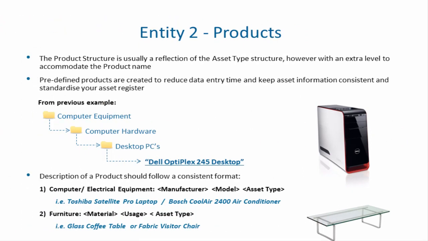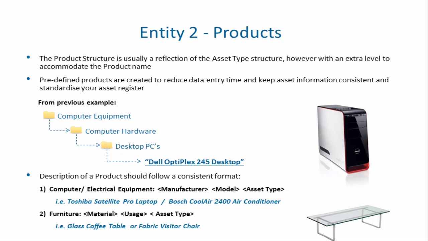The second entity we'll be looking at is products. The product catalog contains predefined entries that help the user reduce data entry, time, and keep asset information consistent and standardized across your asset register and across the Hardcat system.